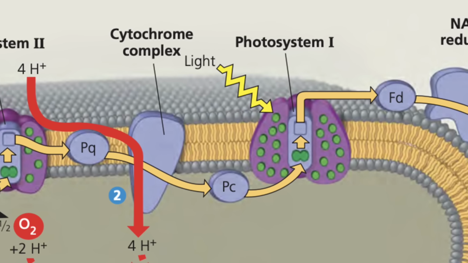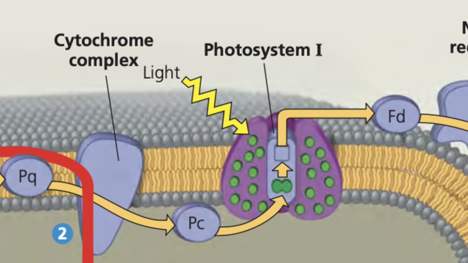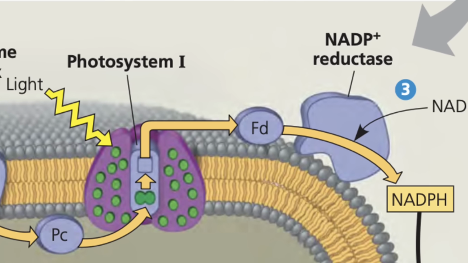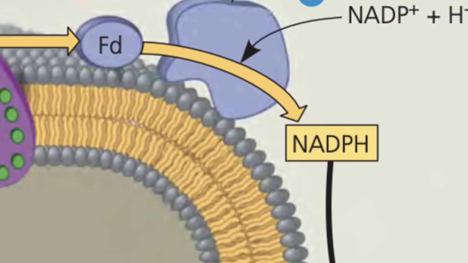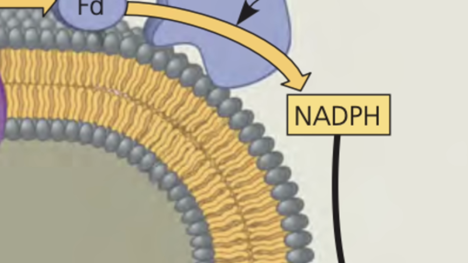Now, the electron arriving at photosystem 1 is charged up again and then passed along, where this relatively high energy electron is eventually placed into an electron carrier called NADPH. Now, both NADPH and ATP are used in the Calvin cycle in the stroma.